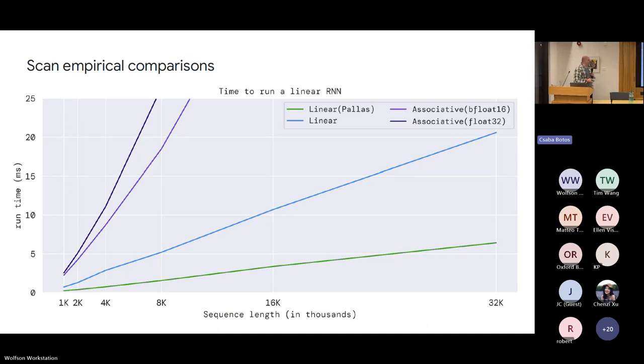And what does this mean in practice? Well, it means that if you do the simple sequential scan, just a for loop, it's the green one, it's way better. Associative scan is actually quite a bit worse for this model. So in practice, we do not try to parallelize the linear RNN. We don't see any benefits, we just see the downside to it.